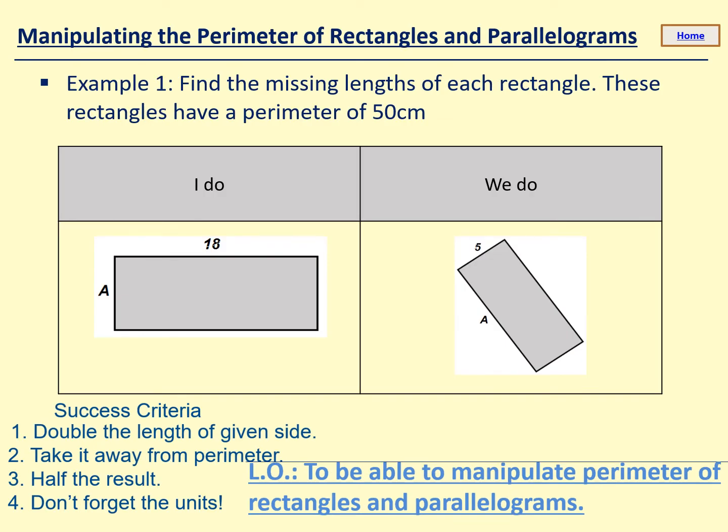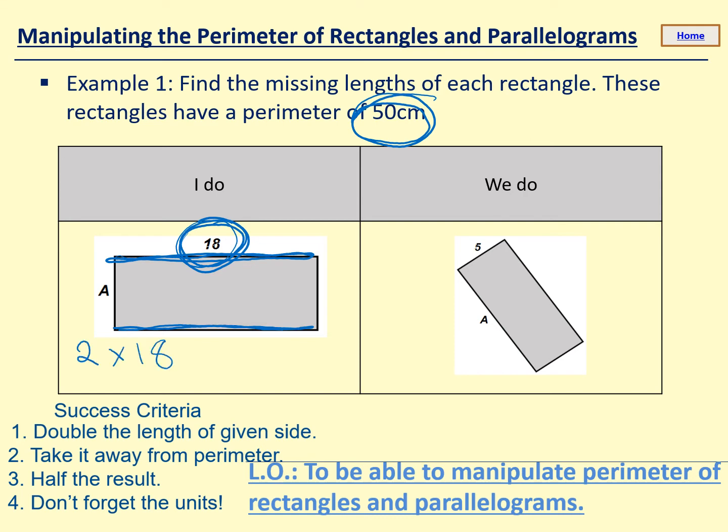So in here, we have to find the missing lengths of each rectangle. We are given perimeter, which is 50 centimeters, and one of the sides. So let's have a look at success criteria. We need to double the length of given side. Because we know that perimeter is A plus 18 plus A plus 18. So if I double that, I get this length and this.